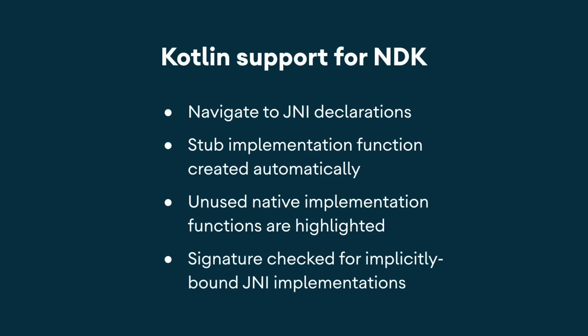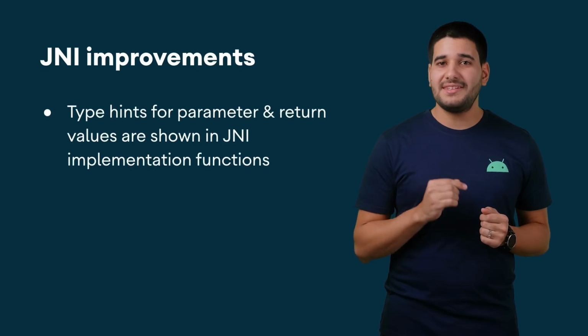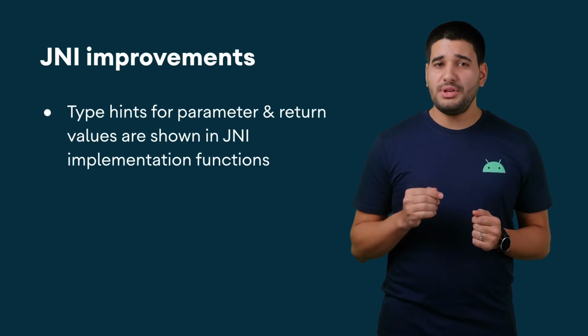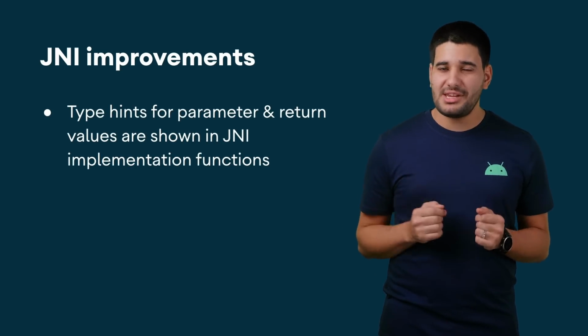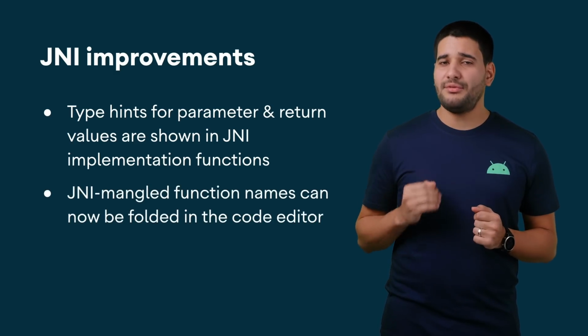Signatures will be checked for implicitly bound JNI implementations. And when you refactor a native implementation function, all corresponding JNI declarations are updated. Rename a JNI declaration to update the native implementation function. The JNI got other improvements. You can now get type hints for parameters, and return values are shown in JNI implementation functions. JNI mangled function names can now be folded.